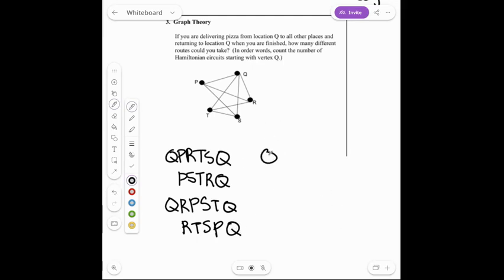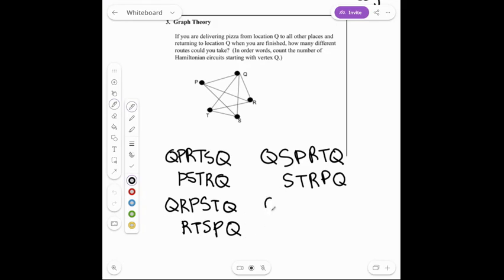Next, we can try going to S, Q, S. And now you can go to P or to T. Q, S, P, R, T, Q. Q, S, T, R, P, Q.